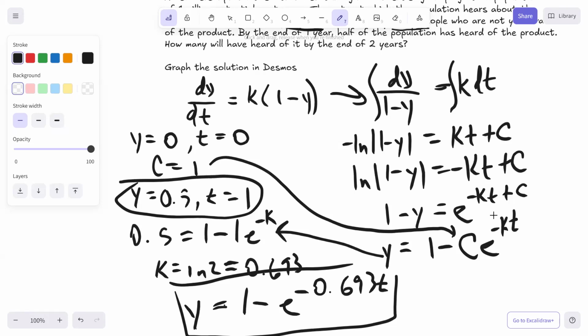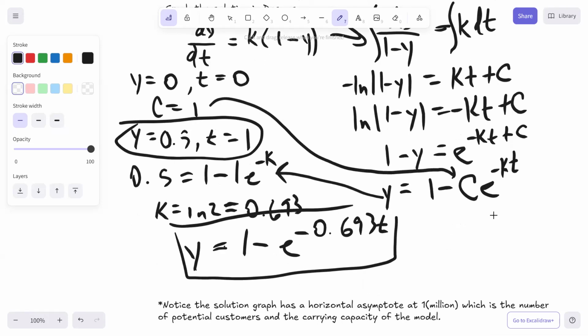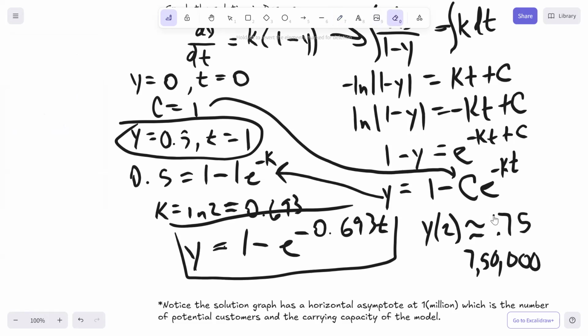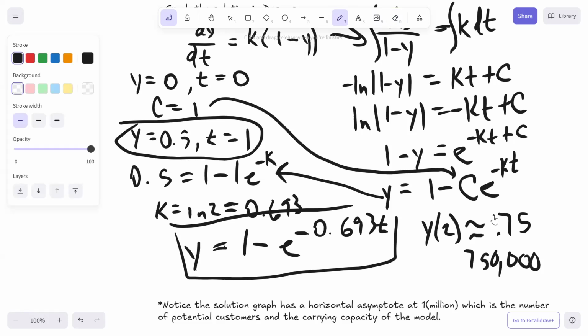And we want to know how many will have heard of it at the end of 2 years. If we plug in 2, you will get about 0.75, which remember that's 0.75 million people, which is 750,000 people. All right, if we would graph this situation in Desmos, I'll pull that up in just a second.